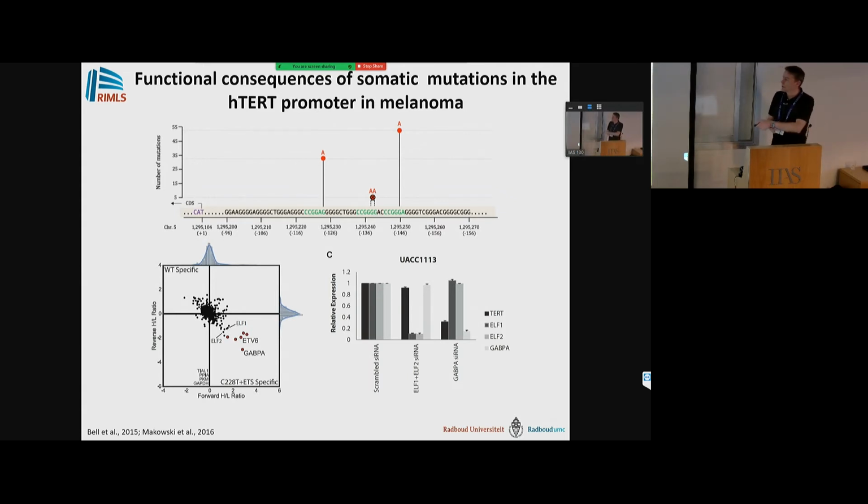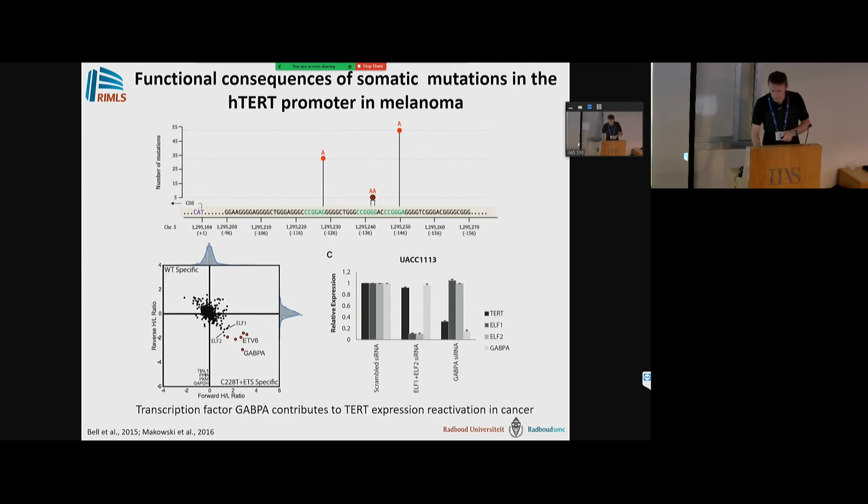So using quantitative mass spec and these knockdown experiments, we identified that it's this transcription factor GABPA that, upon introducing these base mutations here, serves as a high-affinity binding site for GABPA, and this molecular event then contributes to TERT expression reactivation in cancer. So this is just one example study of how we are using quantitative interaction proteomics to uncover the functional consequences of non-coding mutations in cancer.